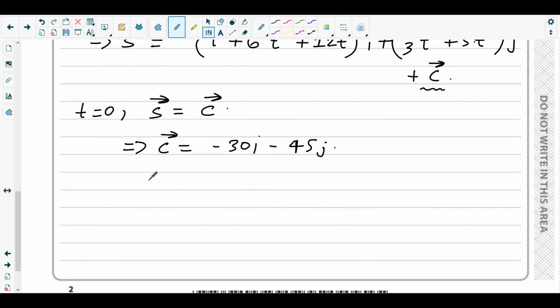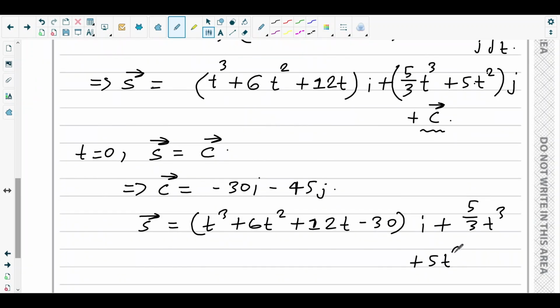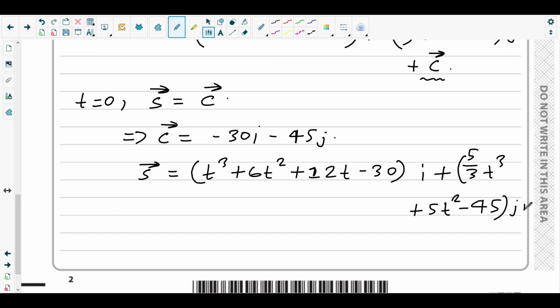Therefore, the position vector of the particle P is t cubed plus 6t squared plus 12t, and then the i component of vector c, which is negative 30, so put it there with the i component. And then the j component is 5 over 3 t cubed plus 5t squared, negative the j component of vector c, which is 45. That's the j component, and the unit for the position vector is meters.